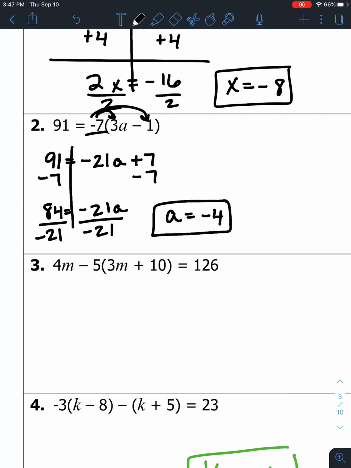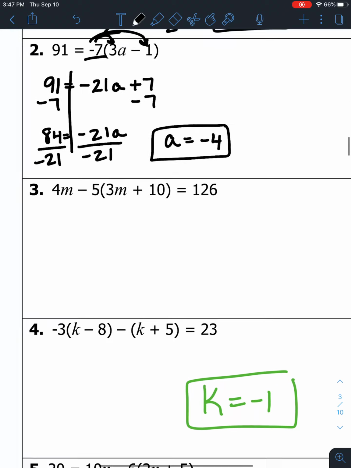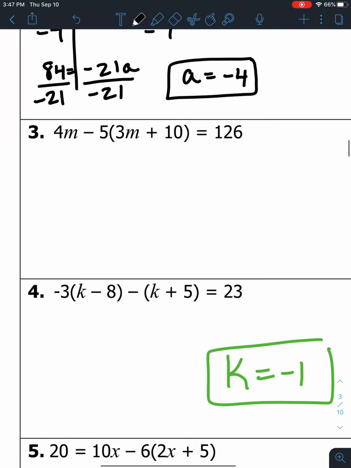And guys, again, feel free to use a calculator for some of this stuff. I do not expect you to do any of this in your head. Calculator it up, use one, don't feel bad.